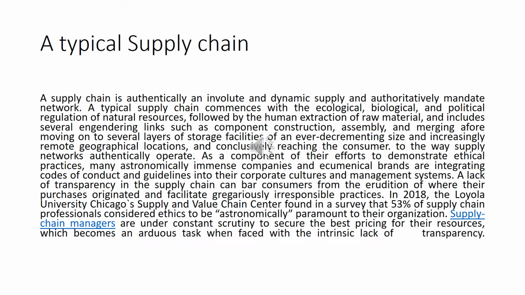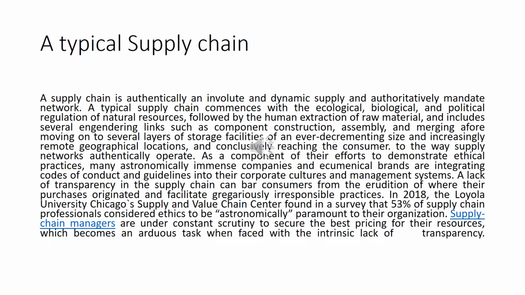As a component of their efforts to demonstrate ethical practices, many astronomically immense companies and ecumenical brands are integrating codes of conduct and guidelines into their corporate cultures and management systems. A lack of transparency in the supply chain can bar consumers from the erudition of where their purchases originated and facilitate gregariously irresponsible practices. In 2018, the Loyola University Chicago Supply and Value Chain Center found in a survey that 53% of supply chain professionals considered ethics to be astronomically paramount to their organization.